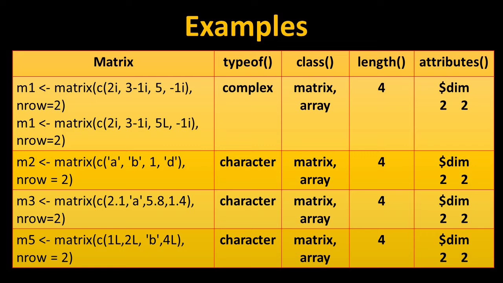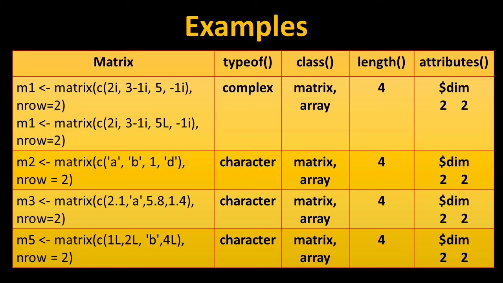Now if we created M2 matrix with character elements, the type of M2 would be character. Class would be matrix and array. Length is returning 4 as 4 elements are there, and attributes is saying that it has 2 dimensions, 2 rows and 2 columns. Now suppose in third matrix 3 elements stored are numeric and 1 element is character. So typeof function for M3 would be character, that means all the elements stored in matrix are character.